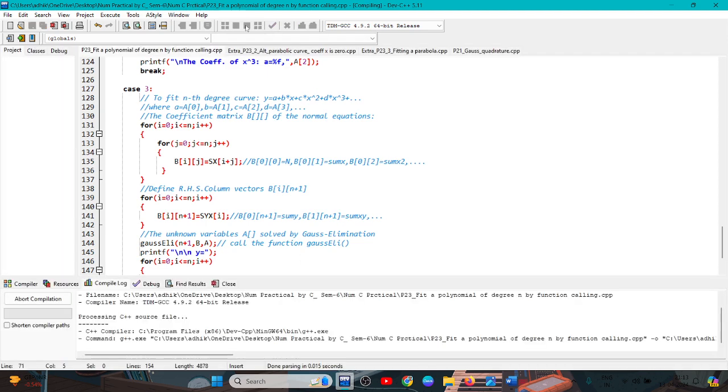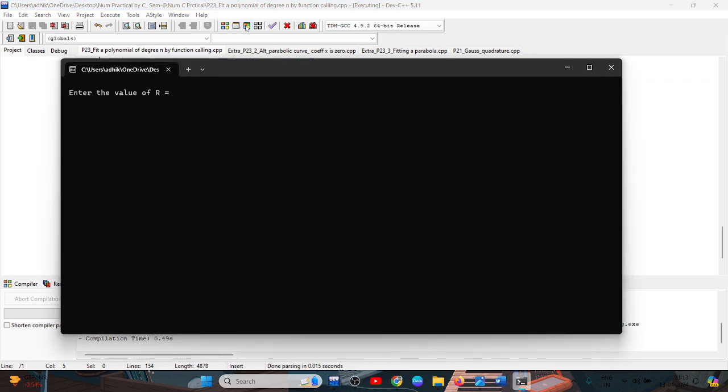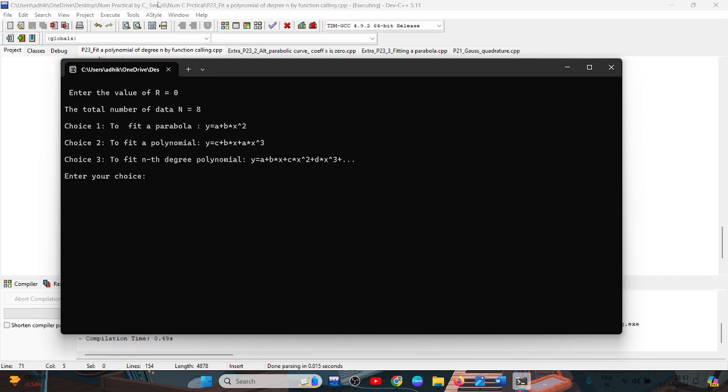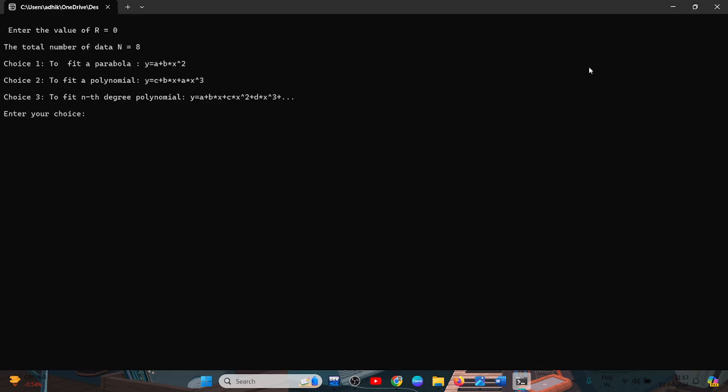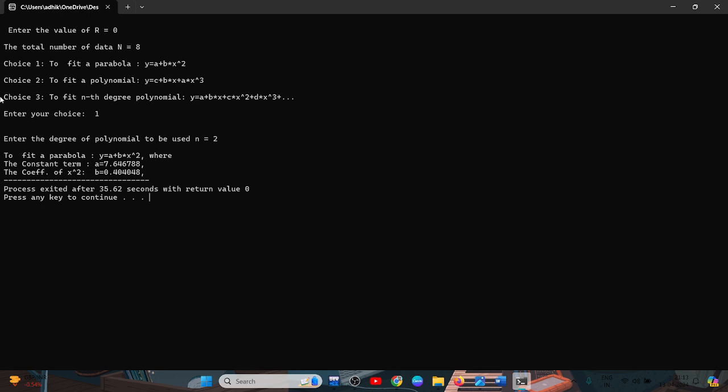Now compile and run. Enter the value r equal to 0. Total number of data, capital N, equal to 8, and choice 1. Choice 1 fits y equal to a plus bx square, choice 2 fits polynomial y equal to c plus bx plus x cube, and choice 3 fits nth degree polynomial. According to our problem, we put choice equal to 1. Next, enter the degree of the polynomial to be used. Obviously, y equal to a plus bx square, so the polynomial degree is 2. So enter 2.